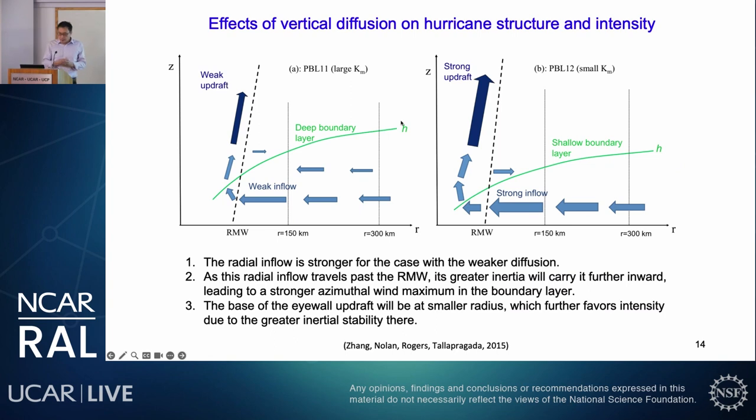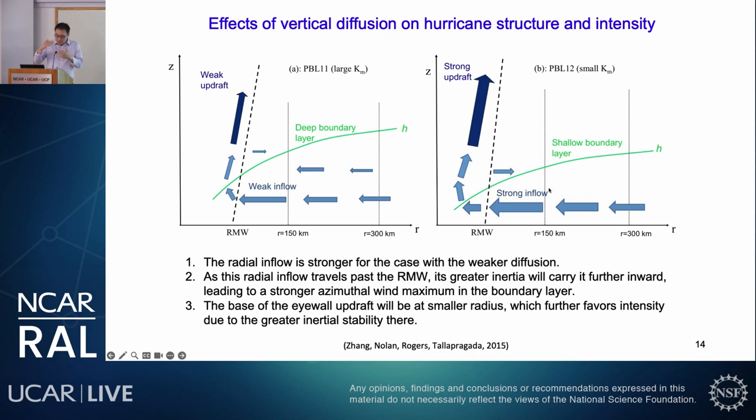And here's a schematic diagram. We try to summarize how changing the vertical diffusion would impact the storm structure and also intensity. So basically, when we lower the vertical diffusivity, we get a stronger inflow near the radius of maximum wind speed. This peak inflow is also closer to the center. And then there is also enhanced outflow above the boundary layer, and enhanced updraft immediately above the boundary layer.